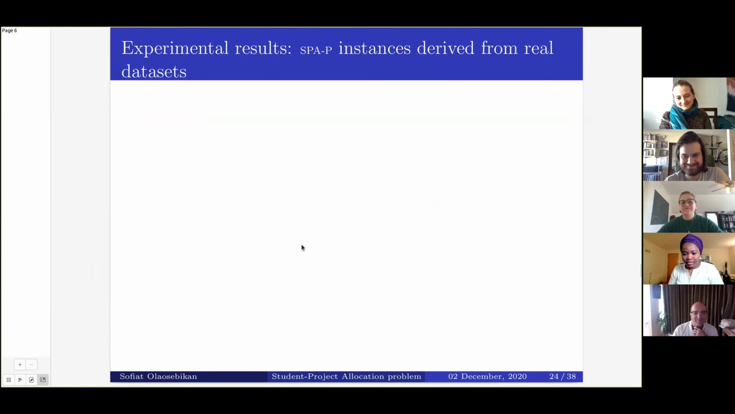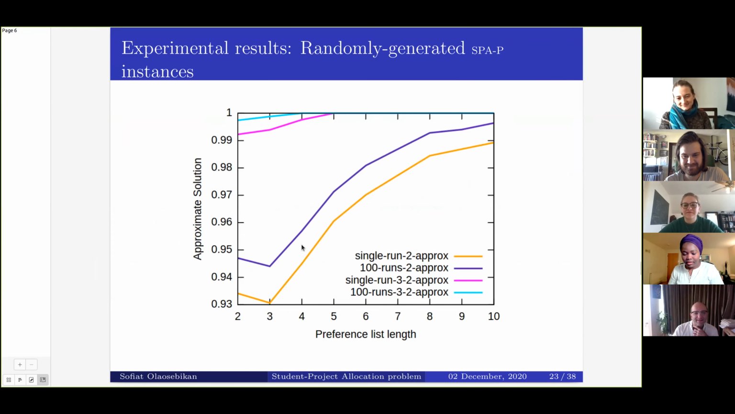Maybe you said this and I missed it, but I'm curious what the intuition would be for why the efficiency of the approximate solution is increasing as the preference list length increases. It seems to me that's a harder problem as the preference list length is going up. Why do the approximations get better? Do we know? I'm not sure I said that.